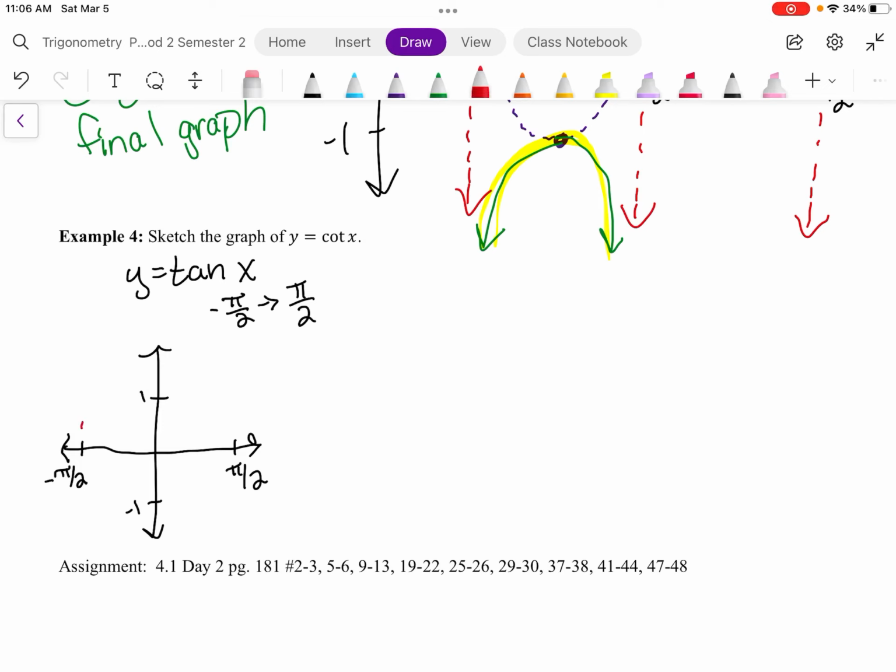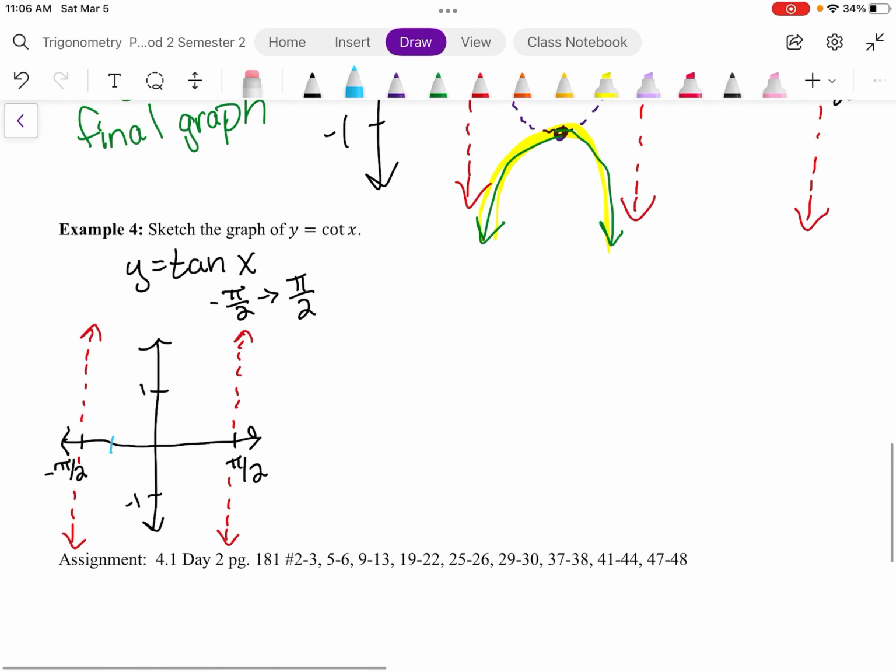And if you look back at our number 1 graph that we did for a tangent, we had an asymptote at negative pi over 2 and pi over 2. And then we had 3 points, one at negative pi over 4 at negative 1, 0, and then positive 1. So this is y equals the tangent of x. And what we need is to draw cotangent.